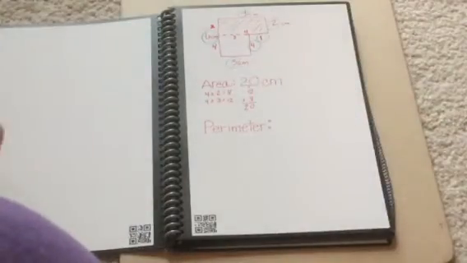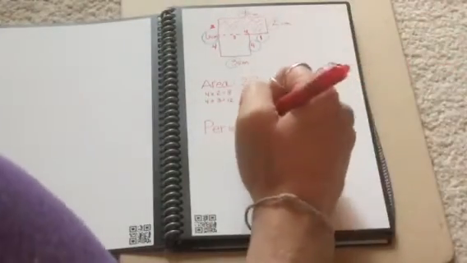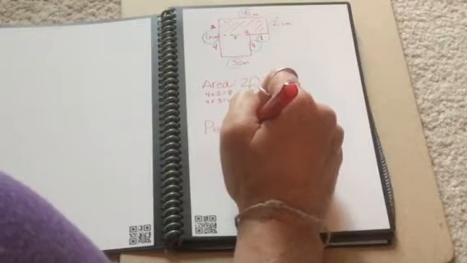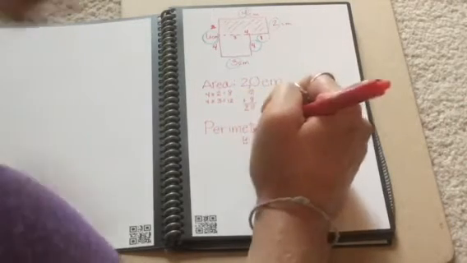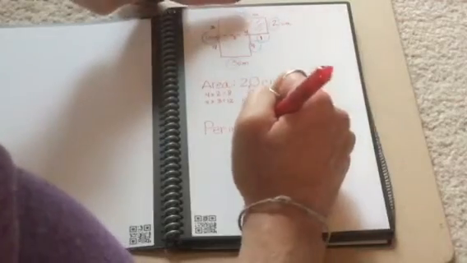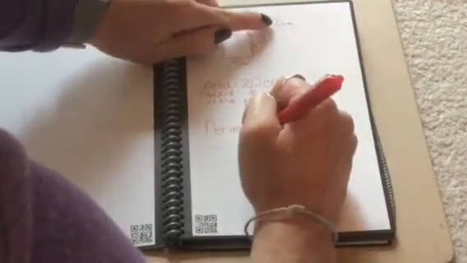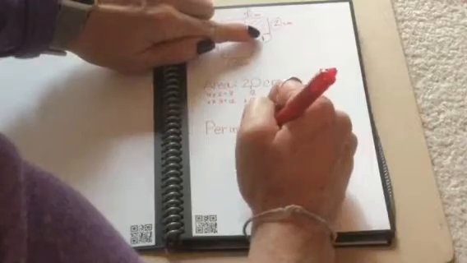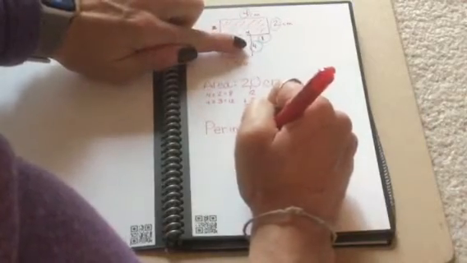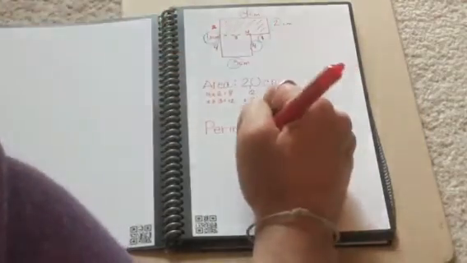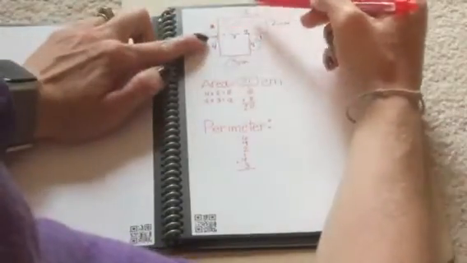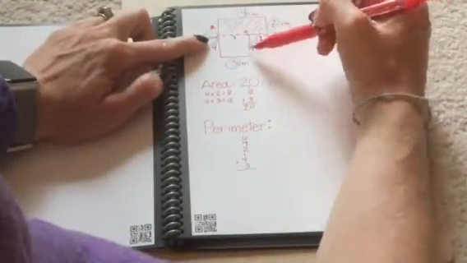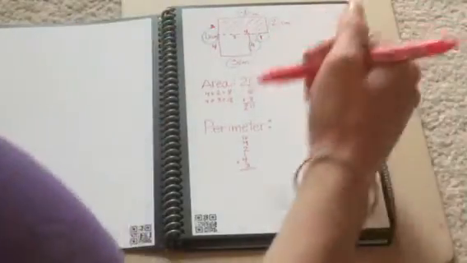So now it's time for me to create an equation using these numbers. So I have 6 plus 4. I went this way: 6 plus 4, 2 plus 2, plus 1, plus 4, plus 3. Let me double check, make sure I got that right. 6, 4, 2, 1, 4, 3. Great, I have all my sides.